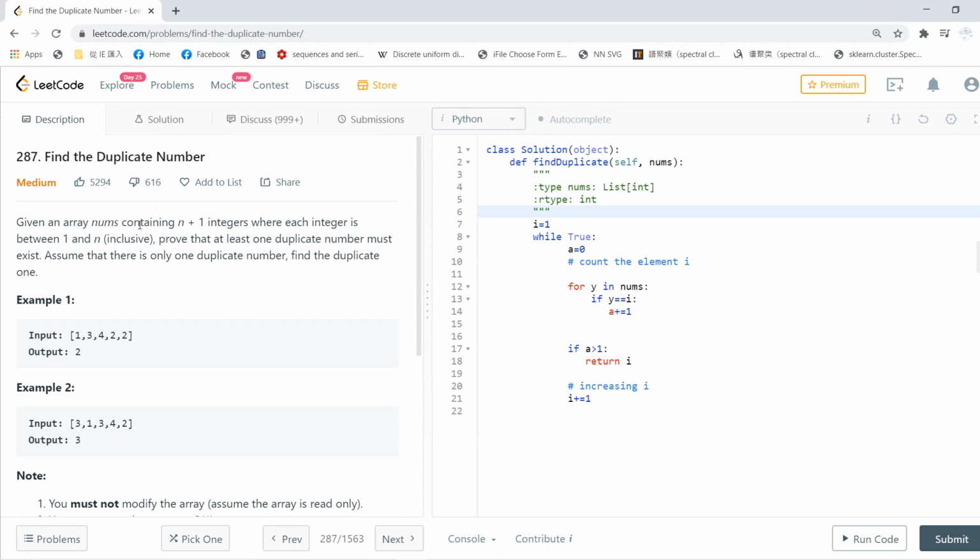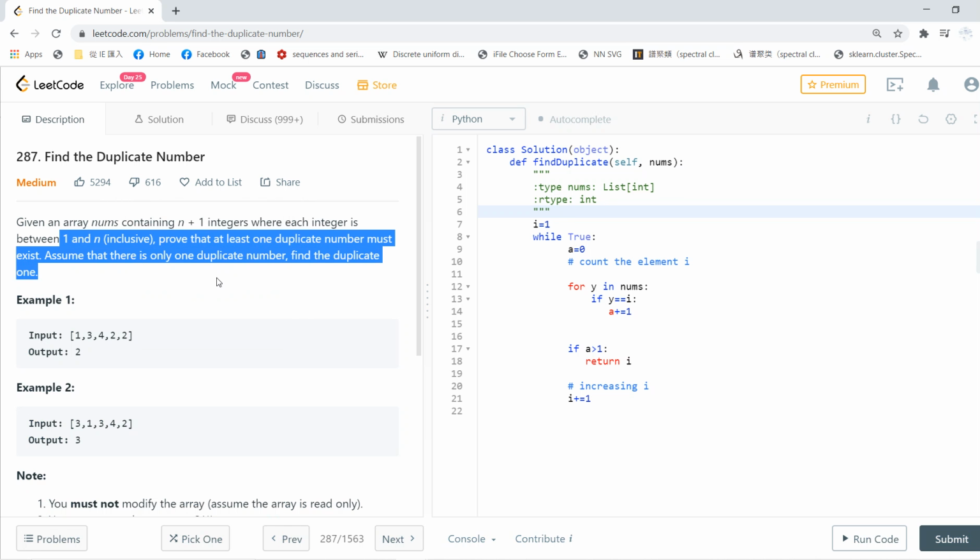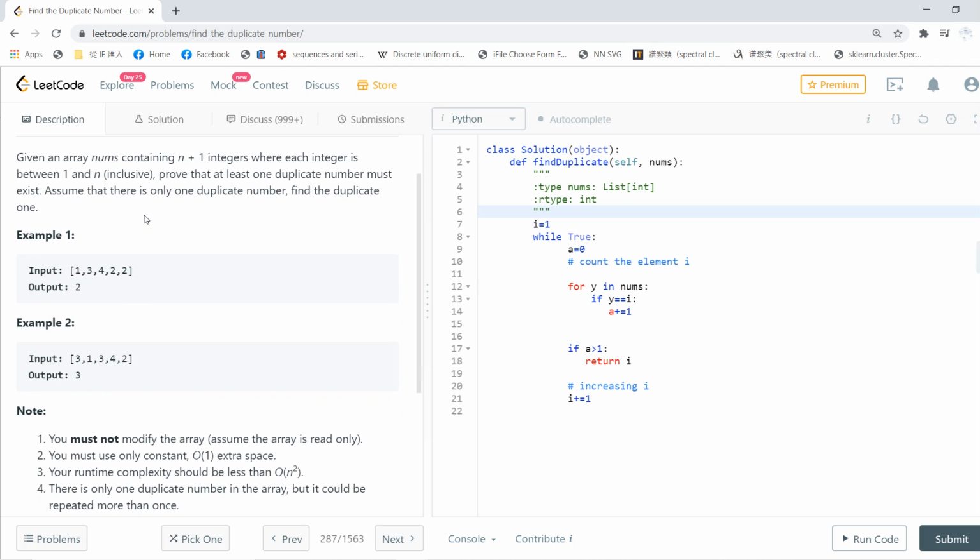Okay, so this is problem 287, called Find the Duplicate Number. Basically, the array contains n plus 1 integers, each from 1 to n. Then at least one duplicate element must exist. So we need to find the duplicate one.